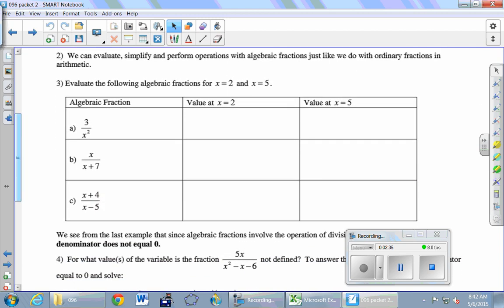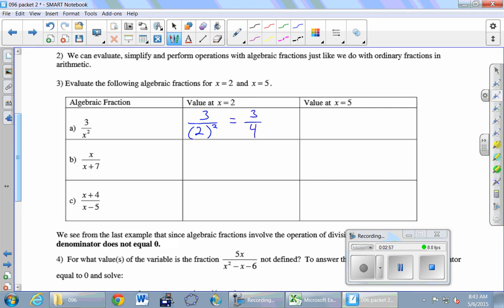Okay, so number 3 says evaluate the following algebraic fractions for x equals 2 and x equals 5. Let's try these together. So let's substitute x equals 2 into this first fraction in part A. So it becomes 3 over, and I'm going to put parentheses, 3 over 2 squared, yes? And so that's 3 over 4. Go ahead and fill in the other thing in that first row, where we plug in x equals 5. 3/25 is good. Questions on evaluating?